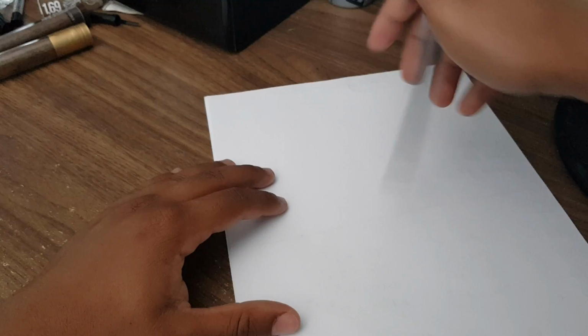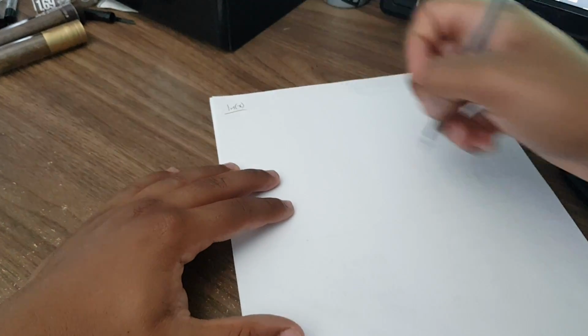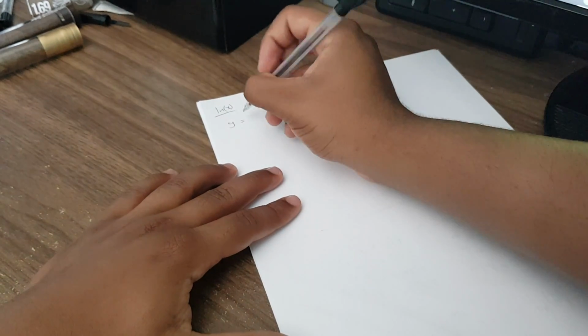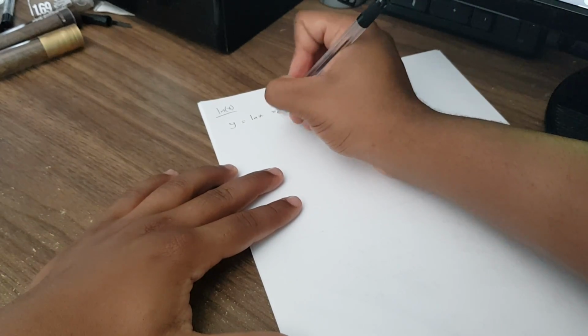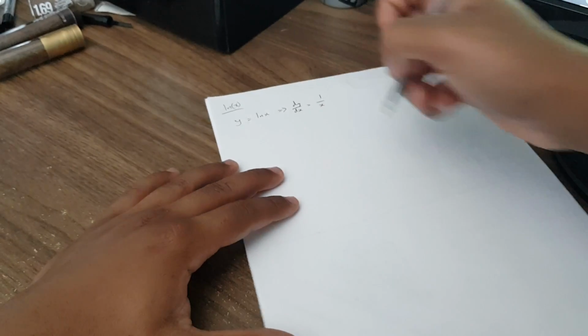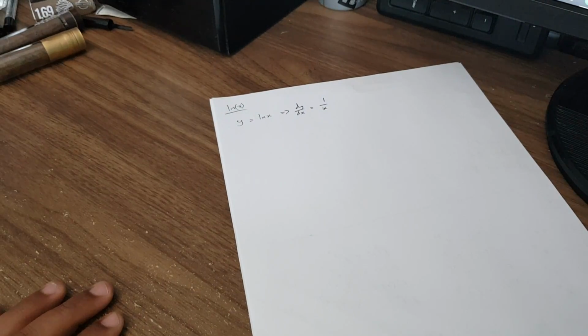Right, let's move on to ln x. Differentiating ln x is just not hard. One thing to remember though is that when you differentiate ln x, you will get 1 over x. That's it.